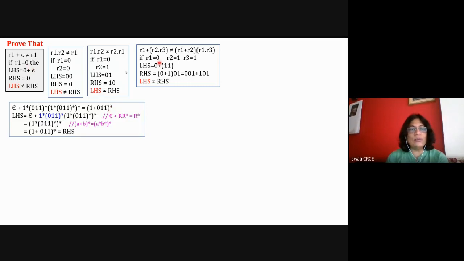Until now, the problems were to prove not equal to, so it was easy. Now you have to prove that this left hand side is equal to right hand side. So what I'm doing here is taking the LHS, left hand side, and writing this entire LHS as it is. Now if you observe this LHS, you see that there is one star bracket with 0, 1, 1, which is written in blue, and that is there here also.